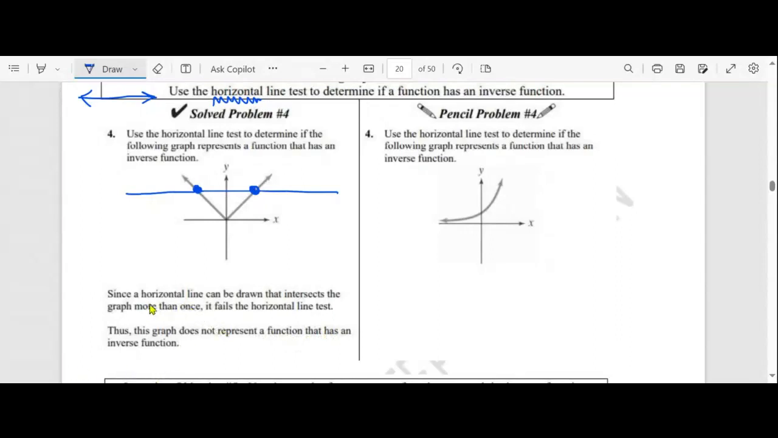So if it has more than 1 intersection, this is 1 intersection, this is what? Second intersection. Then it failed. Means it does not have an inverse. Is this clear? Yes. Now next one, horizontal line test. Yes, so this one has what? It has an inverse.